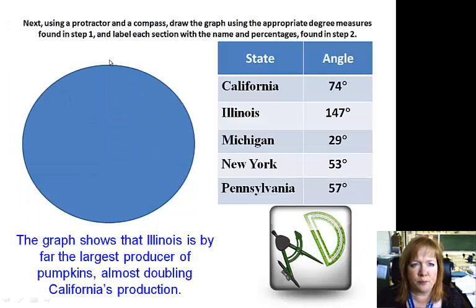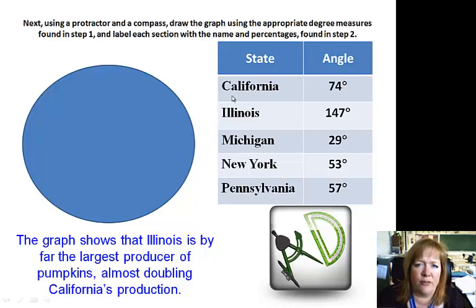So when it says using a protractor and compass, draw the graph using the appropriate degree measures. Now, if you don't have one at home, that's okay. You can do it in class tomorrow. In fact, we're going to do the next example in class tomorrow, but I wanted to give you some background as to how to make a pie graph.